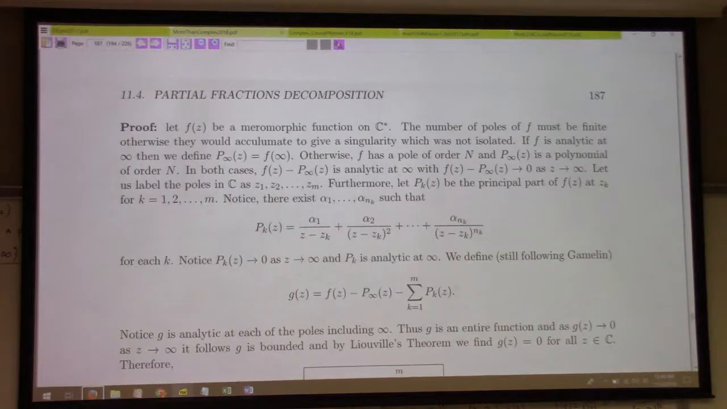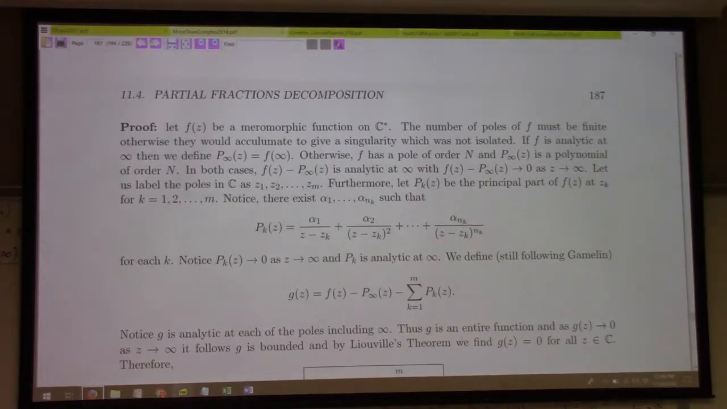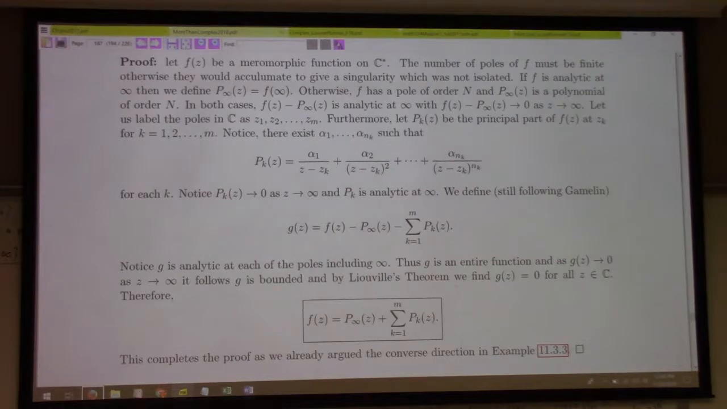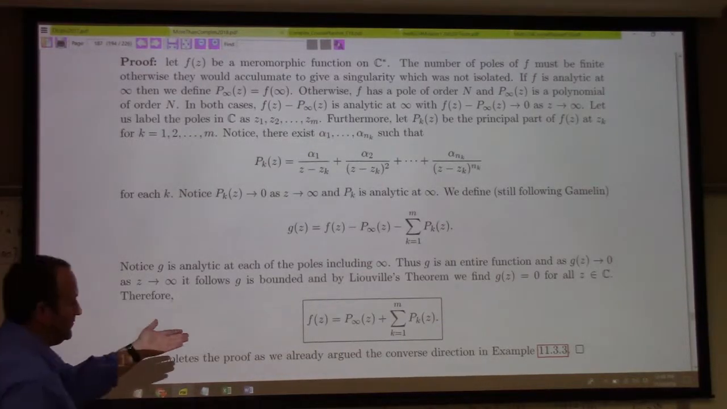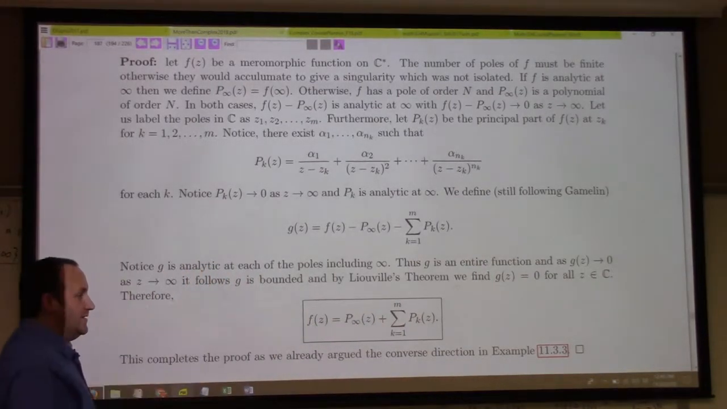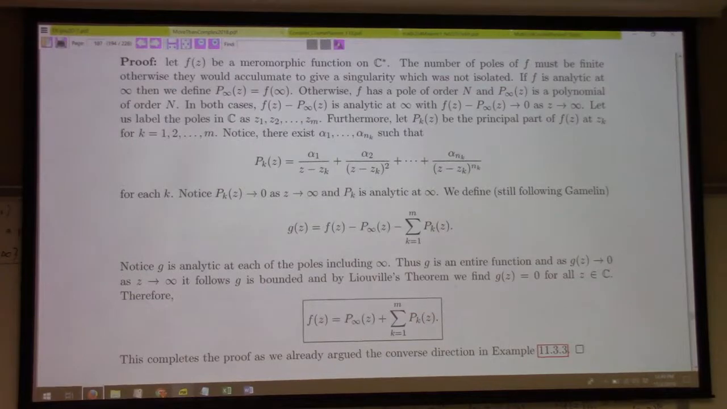Moreover, g of z tends to 0 as z goes to infinity. And so it's bounded. And by Liouville's theorem, we find that it's 0 for all z, which then proves that f of z is equal to a sum of its principal parts. And that is the partial fractions decomposition of the function. I mean, this is a rational function, is the point. This is a sum of reciprocal terms and a polynomial. That's a rational function. Not just that, though. That's actually the partial fractions decomposition of the rational function.